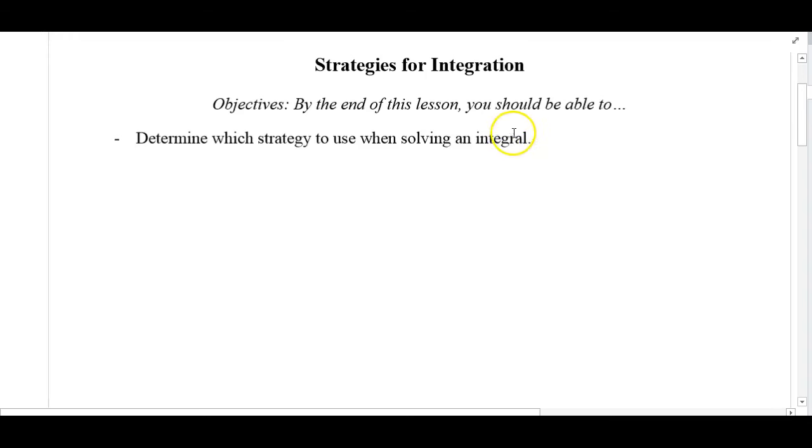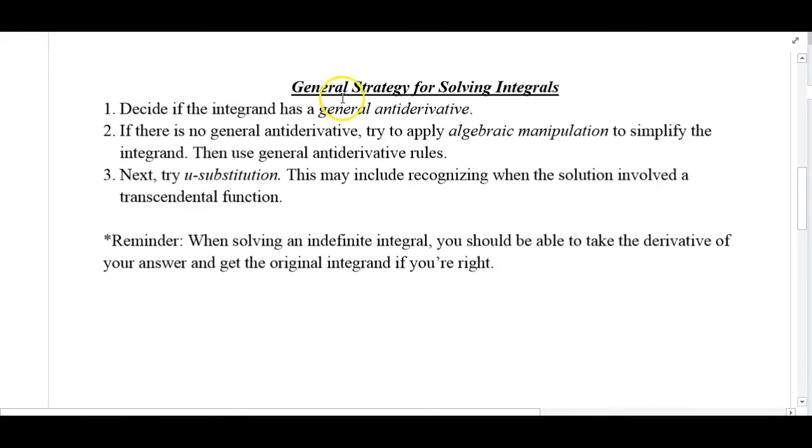Strategies for integration. Objectives. By the end of this lesson, you should be able to determine which strategy to use when solving an integral. So here's the general strategy for solving integrals. The first thing we have to decide is if the integrand has a general antiderivative. So we want to think about it in this order.